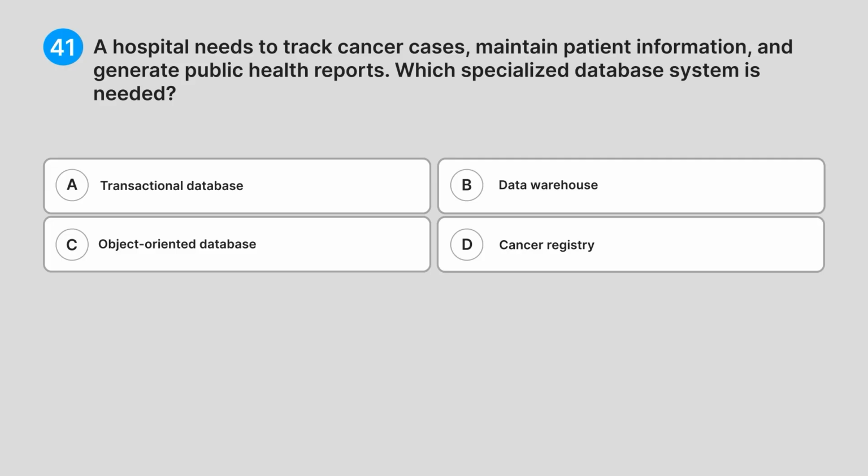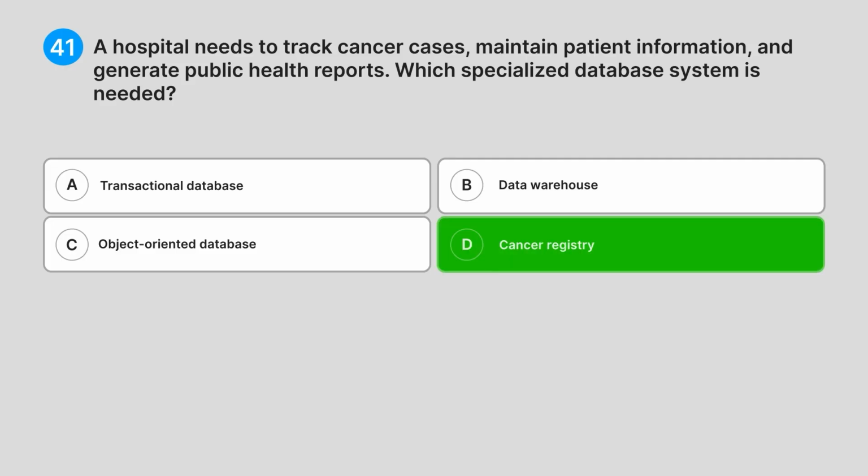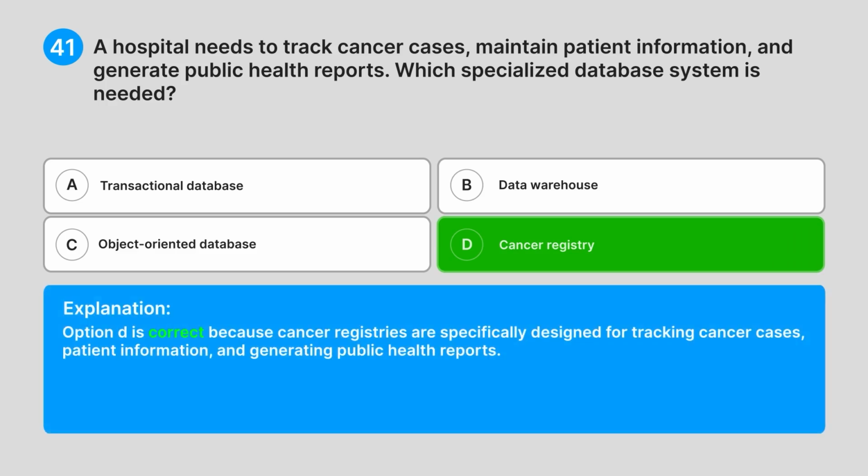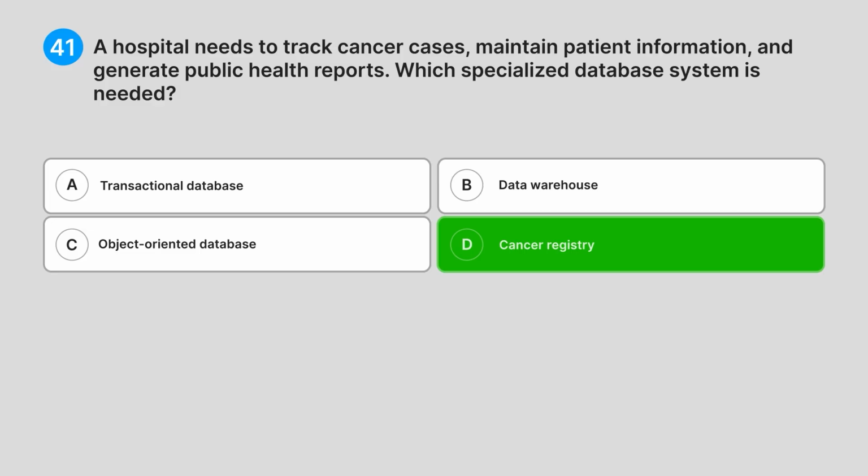Correct answer, D. Cancer registry. Explanation: option D is correct because cancer registries are specifically designed for tracking cancer cases, patient information, and generating public health reports.